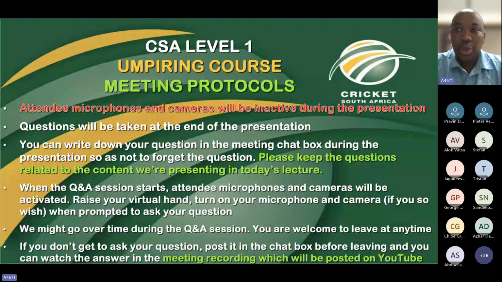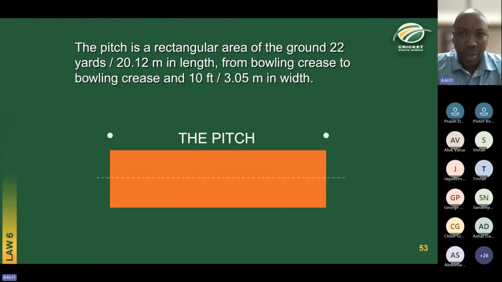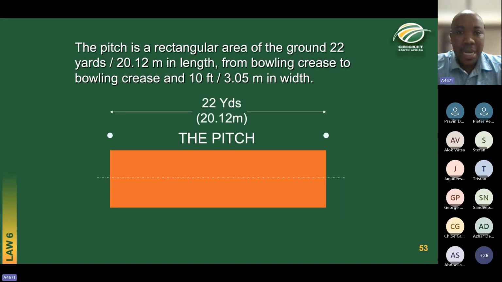Right, so let us move on to today's topics. Law 6 is the pitch. What do we know about the pitch? I'm sure you all know the length of a pitch from one set of stumps to the other is easy to remember in yards. It's 22 yards. But of course, in South Africa we use centimeters and meters, and our tape measures have centimeters and meters. So it's good to know that the length of a pitch is 20 meters and 12 centimeters.